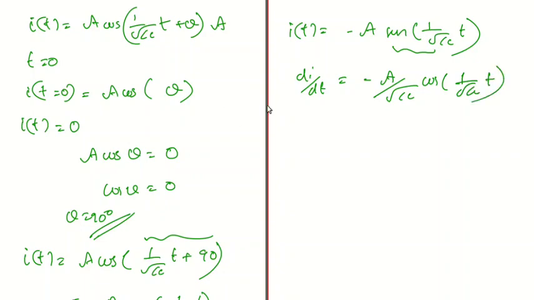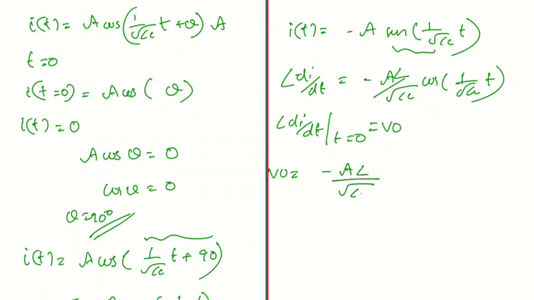Now L into di by dt is the voltage across the inductor at time t equal to 0. We have already found it out, it is V0. So I am going to substitute that over here: V0 equals L into di by dt, which is minus AL divided by root LC into cos of 1 divided by root LC t. At time t equal to 0 this will be cos 0, which is equal to 1.